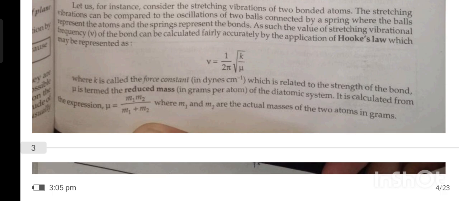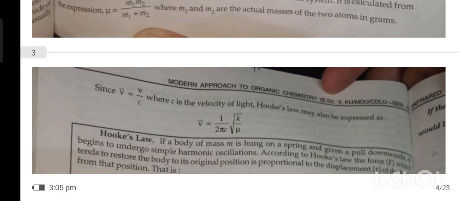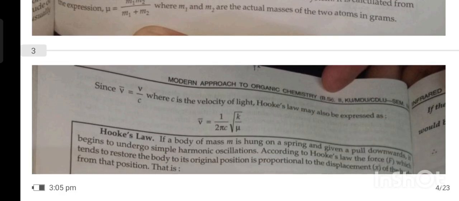It is calculated from the expression mu is equal to m1 into m2 divided by m1 plus m2, where m1 and m2 are actual masses of the two atoms in grams. Since nu bar is equal to nu by c, where c is the velocity of light, Hooke's law may also be expressed as nu bar is equal to 1 by 2 pi c under root k by mu.